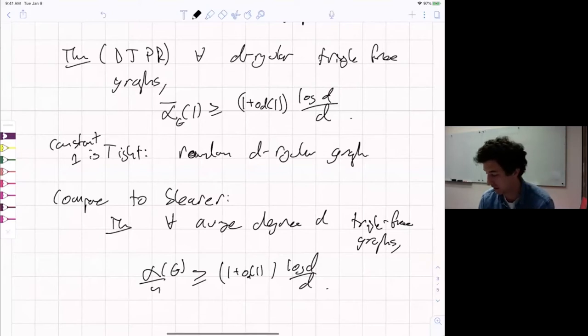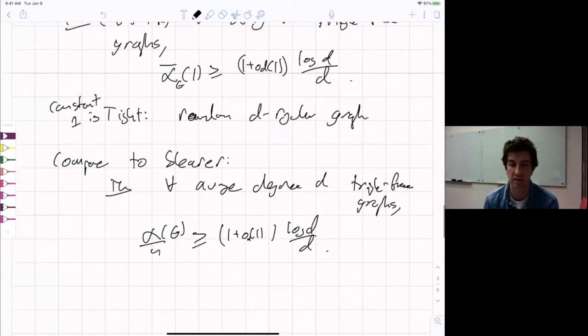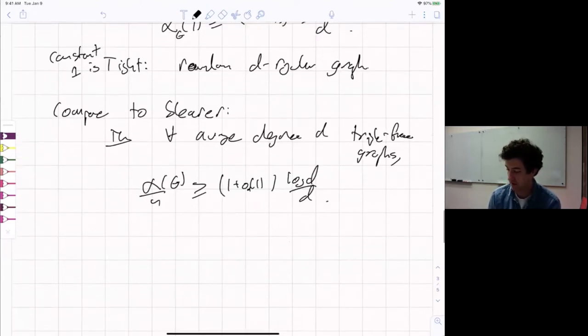The difference is that we need max degree and we get the average size of an independent set. He just needs average degree, which is weaker, but only gets a lower bound on the maximum size of an independent set. What's interesting about Shearer's theorem is that this implies the Ramsey number upper bound. So this implies R(3,k) is at most k squared over log k.